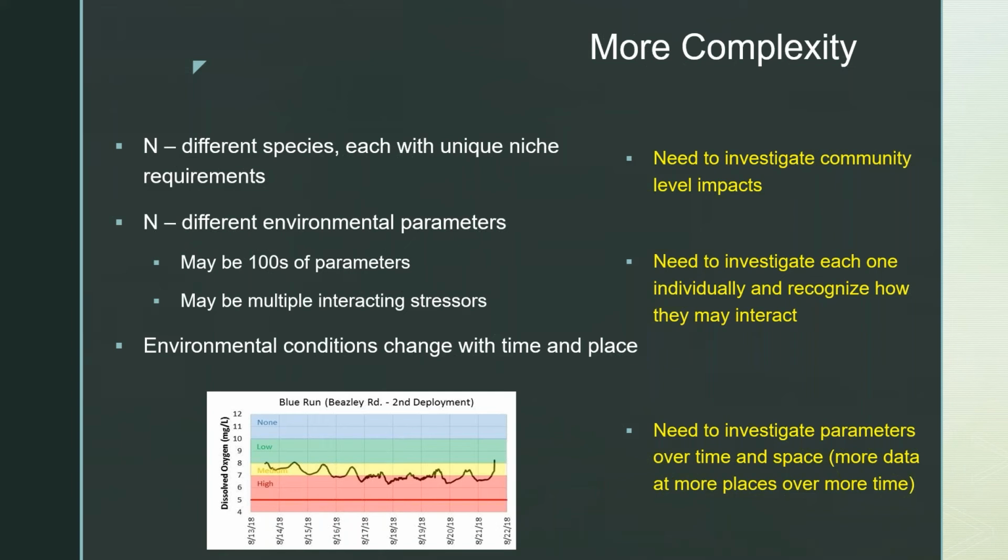What do we do with all the number of different parameters? Well, we need to investigate each one. We need to investigate it individually, but we also need to realize and recognize how different parameters may interact with one another. And then lastly, how do we deal with changes in time and place? Well, that means that we need to investigate those parameters over time and space, which means more samples collected at more places, more times.